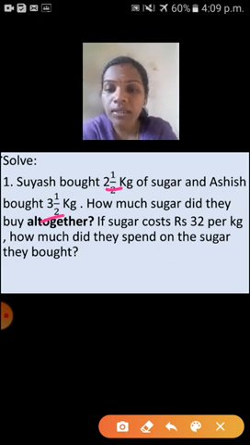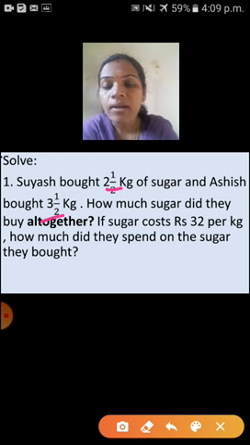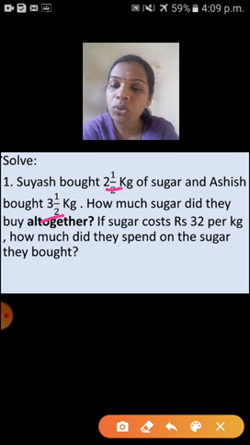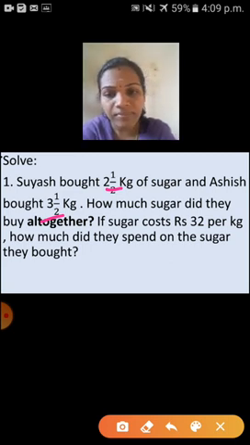And the next question is here, there are 2 questions here, children. Next one is, if sugar costs rupees 32 per kg, so 1 kg for 32 rupees, how much did they spend on the sugar they bought? That you have to find. Are you ready?